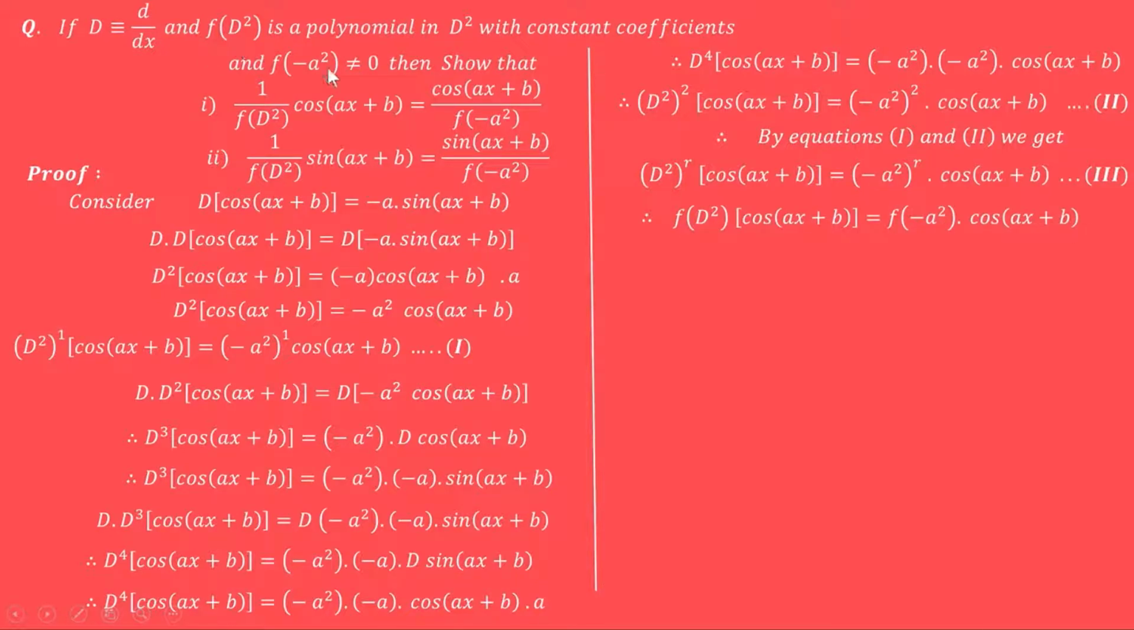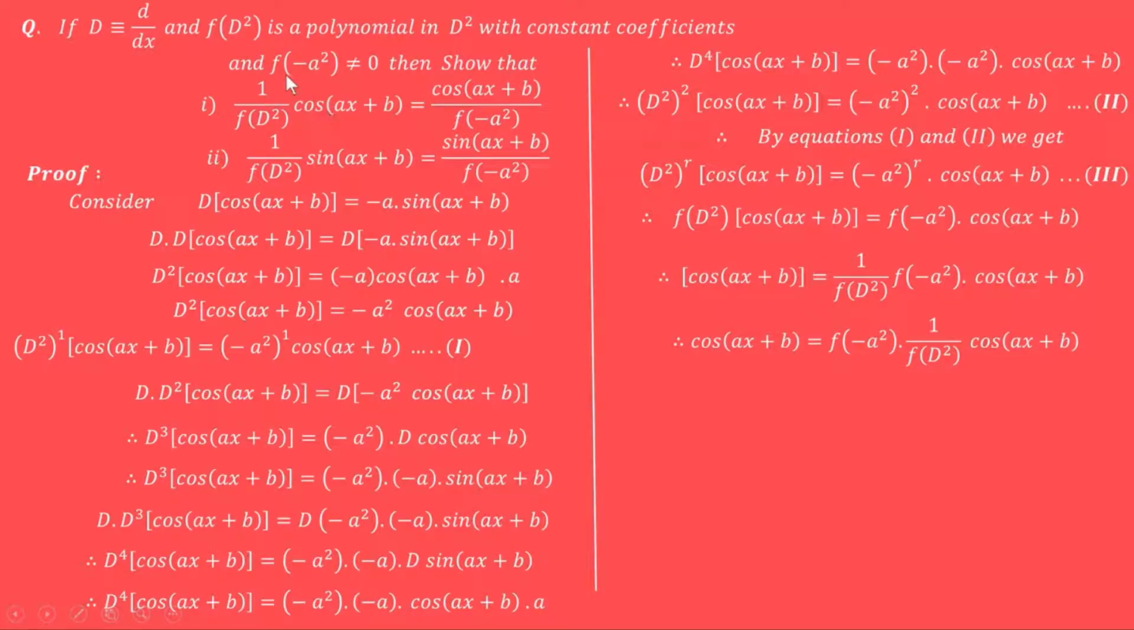f(D²) is a polynomial in D² with constant coefficients. And so transfer this f(D²) to the right hand side, and so we get cos(ax+b) is equal to 1/f(D²) into f(-a²) cos(ax+b). Here 1/f(D²) means this operator represents the integration, and here a is constant, so f(-a²) is constant. So take this constant outside of that integral, and so we get cos(ax+b) is equal to f(-a²) into 1/f(D²) cos(ax+b).